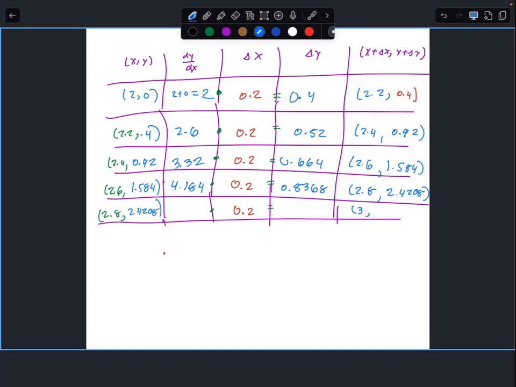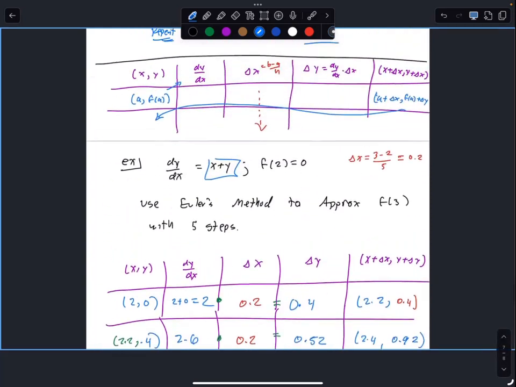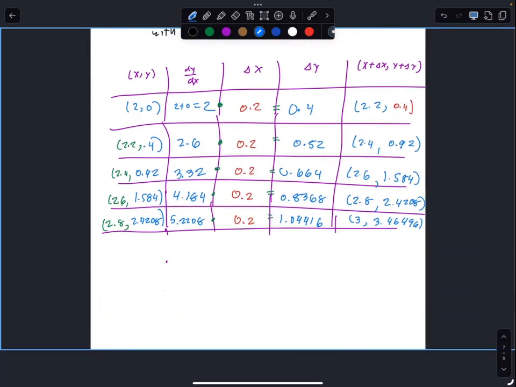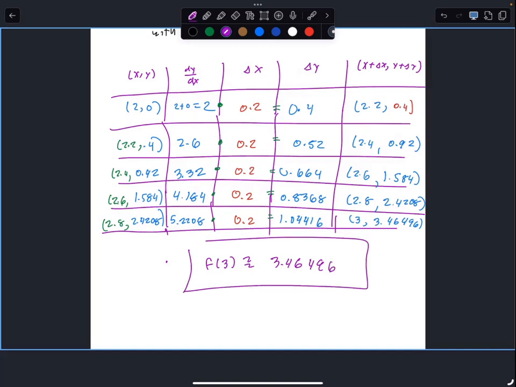So now I'm at 2.4208. I plug these two values back into my dy/dx, which in this case is, again, adding them up: 5.2208. Multiplying by 0.2 gives me 1.04416. Adding my delta y to my previous y gives me 3.46496. And therefore, f of 3 is approximately equal to 3.46496. And that is Euler's method.